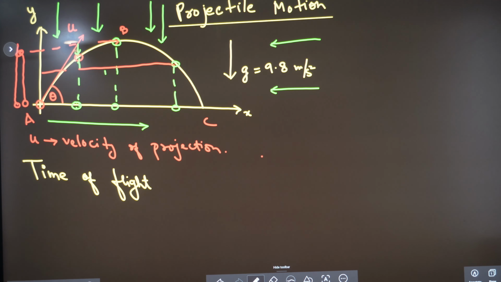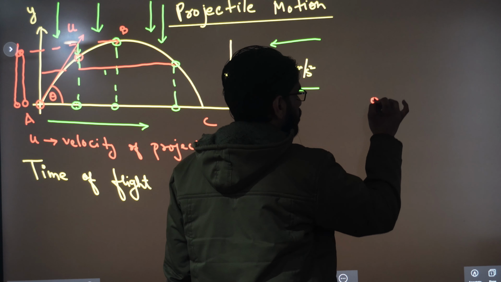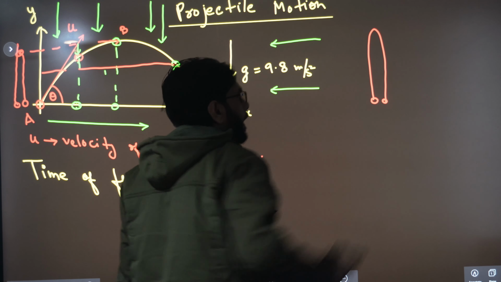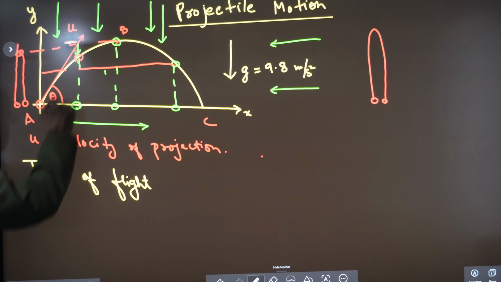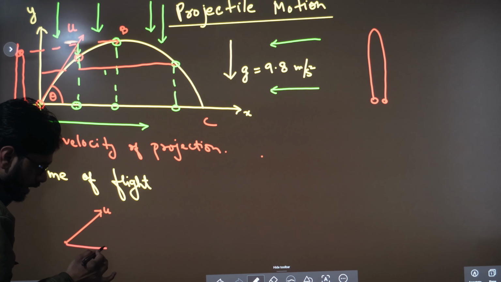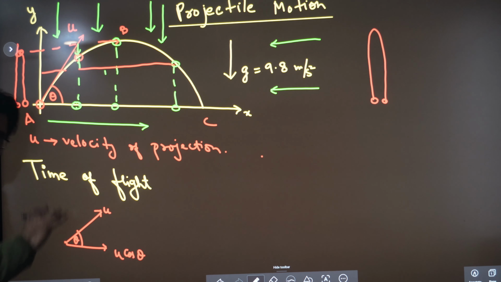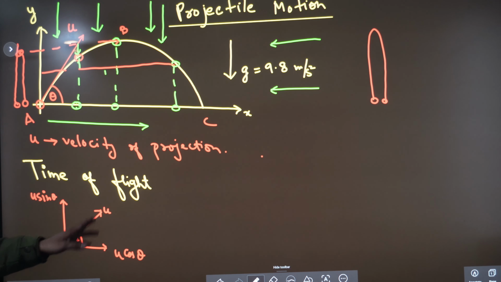Okay, so we are trying to find the time of flight. So now consider the motion in the y-axis. The motion of whom? The motion of the shadow, like this, in the y-axis. So first of all, try to break this velocity. This velocity is u and this angle is theta. Using the components of a vector, we get u cos theta and u sin theta.